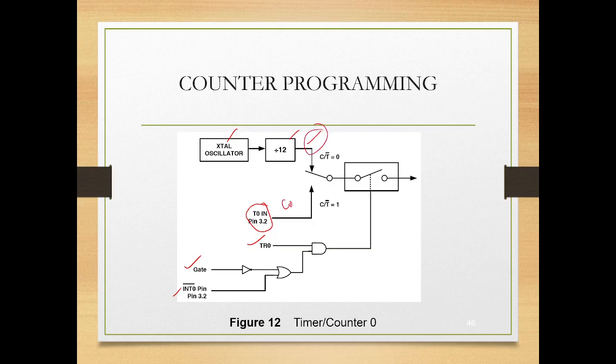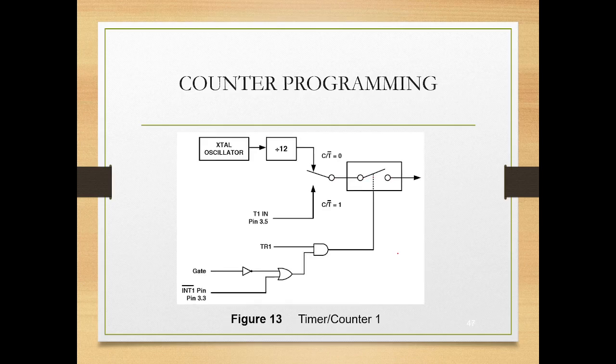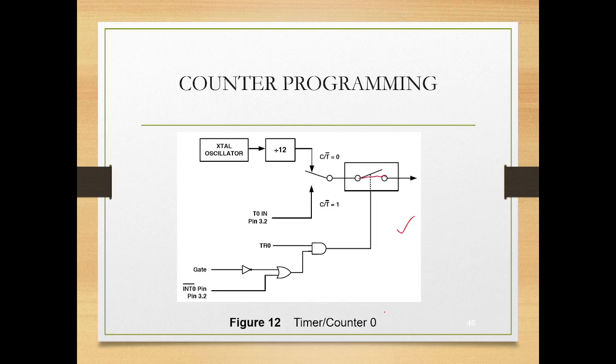If you have it as a counter, we take the input from an external device. The external device will be connected here. And then the operation continues. In this way, the timer and counter work. And this is for timer 1. In the previous case, this was for timer 0.